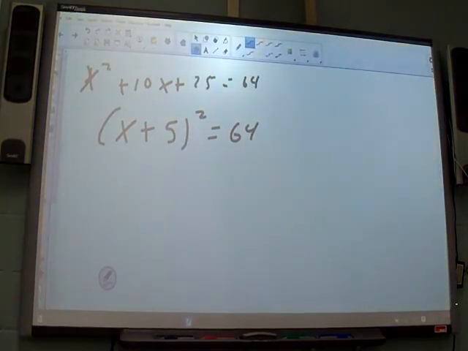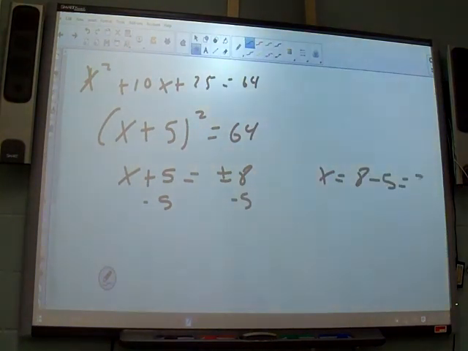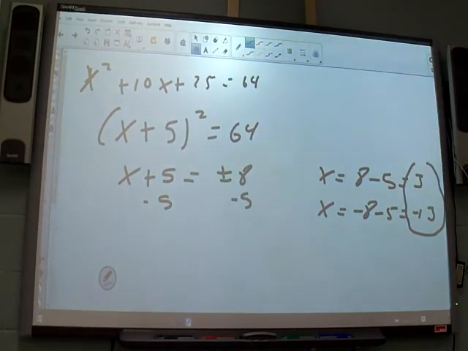So now Grant remembered all we had to do to get rid of that square was to square root everything. So x plus 5, square root of 64 can be positive or -8. The last couple of steps, you got to subtract 5. But remember, you got to subtract 5 from the 8, and you got to subtract 5 from the -8. So you would get a 3 and a negative 13.